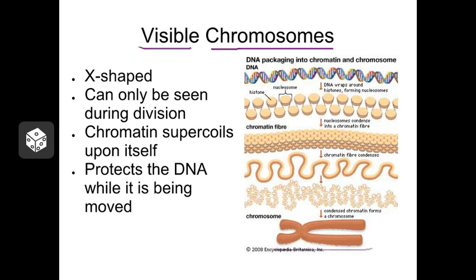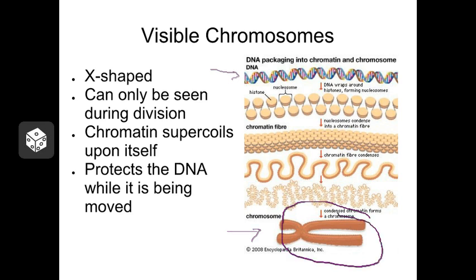Some sources just call these X-shaped things chromosomes. And they say that chromosomes only exist when the cell is dividing. But of course, the term chromosome can refer to a long stretch of DNA as well as to this packaged form of DNA. So when I refer to this X-shaped thing, I am going to call it a visible chromosome to help keep it straight.